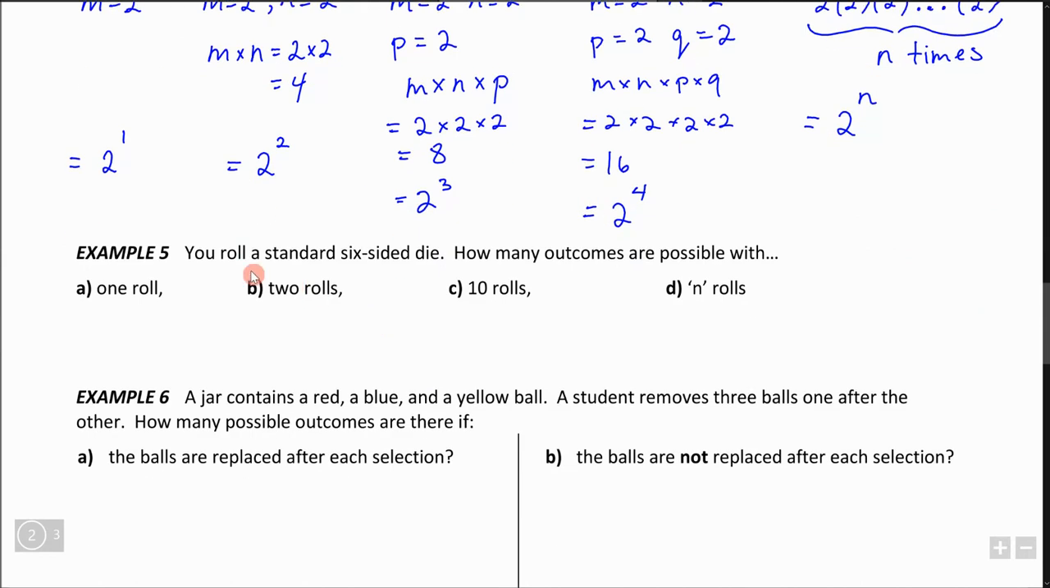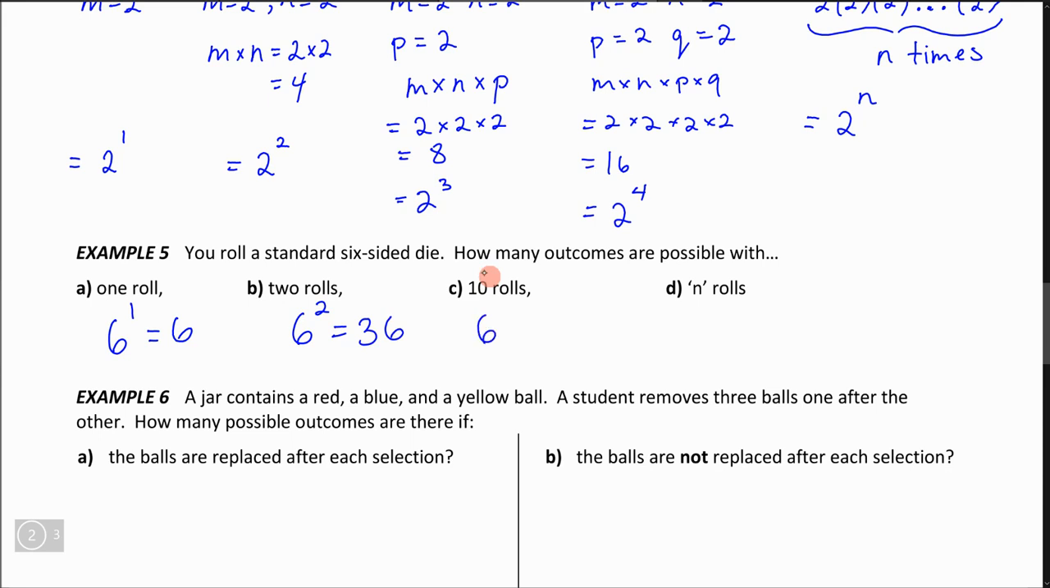All right, let's look at another example. Example 5: you roll a standard 6-sided die. How many outcomes are possible with one roll? Well, on a 6-sided die, every roll has 6 possible outcomes. So it's going to be 6 to the power of 1 for one roll, which is just 6. For 2 rolls, I have 6 to the power of 2, which is 36 outcomes.